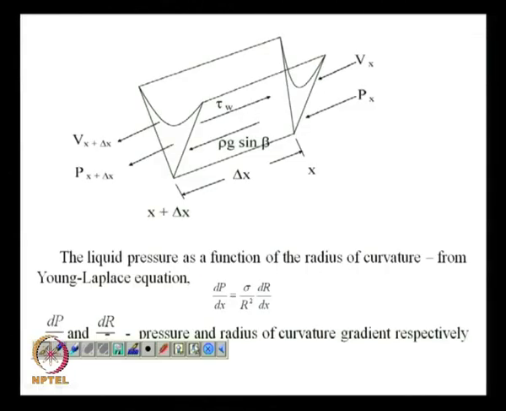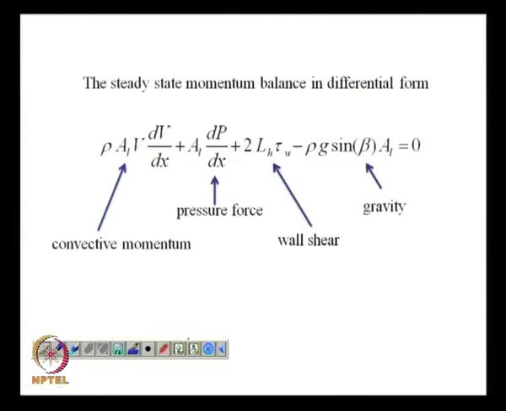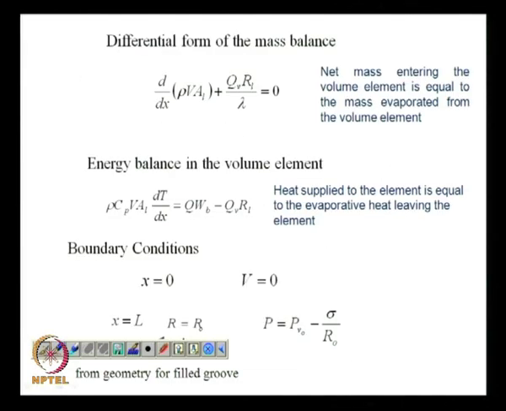In the modeling part which I described in the last class, basically the pressure gradient is caused by a gradient in the radius of curvature. So as long as we have a non-zero gradient in the radius of curvature, there will be some pressure gradient which will cause the liquid to flow. And this is the momentum balance equation. We also have the mass balance and the energy balance in the volume element.